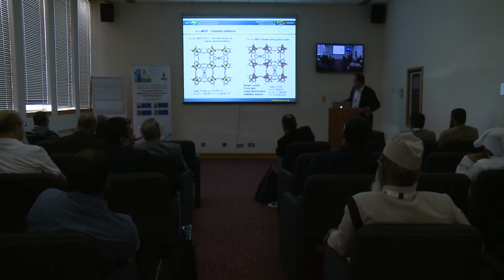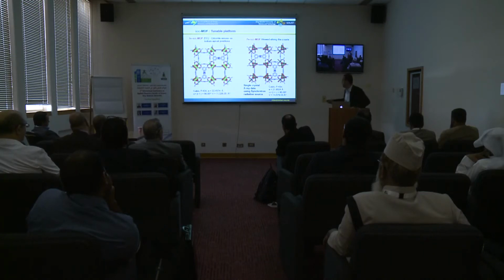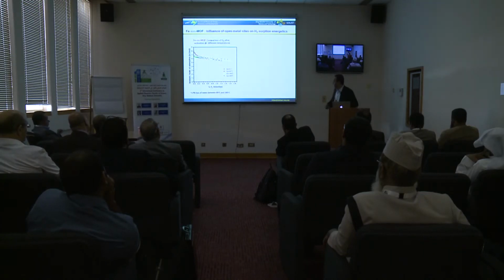So here I will go quickly, so we can tune this platform. As soon as you have the conditions, we can make this, for example, put chloride anions into the channels. We enhance the electrostatics, or we can put iron. This is not published, but just to show you that by changing a little bit, you change completely the properties of this material.